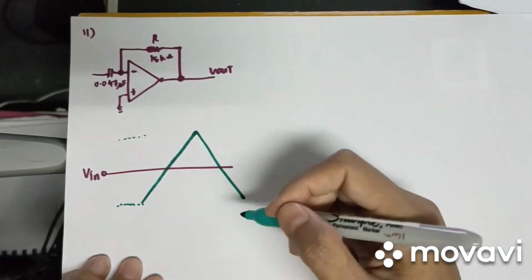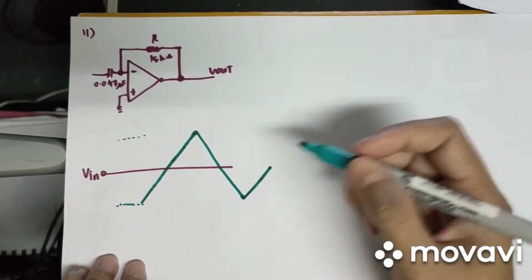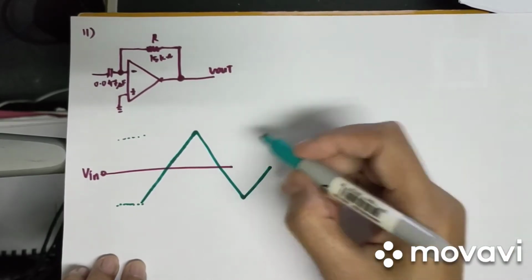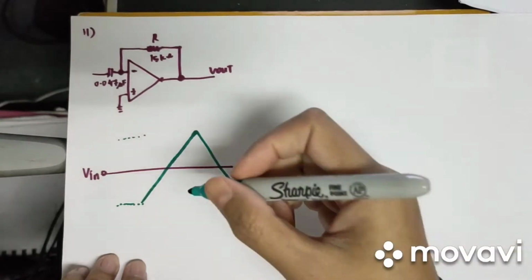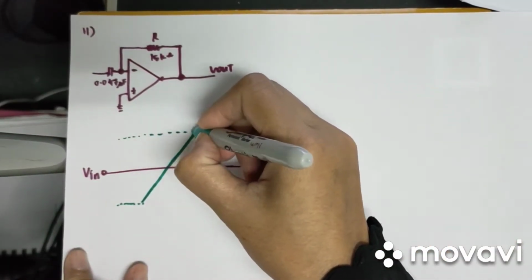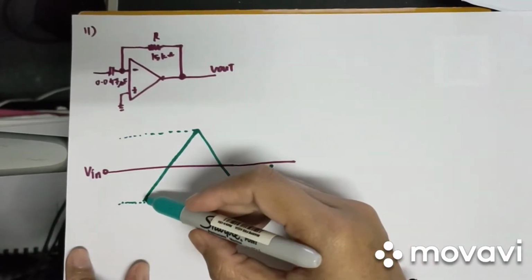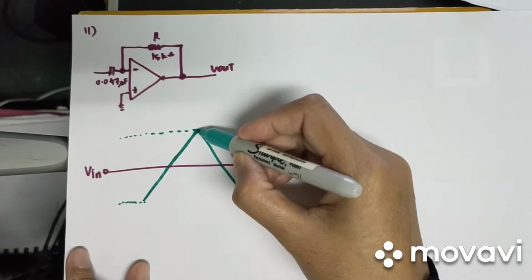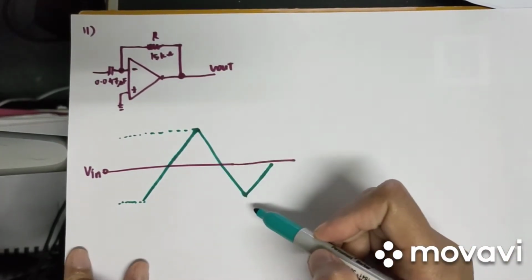We can draw some more, so I extend the line a little bit. So what is meant by peak-to-peak? Let's say this is a maximum voltage and this is a minimum voltage. From here to here is peak-to-peak, from peak to peak.